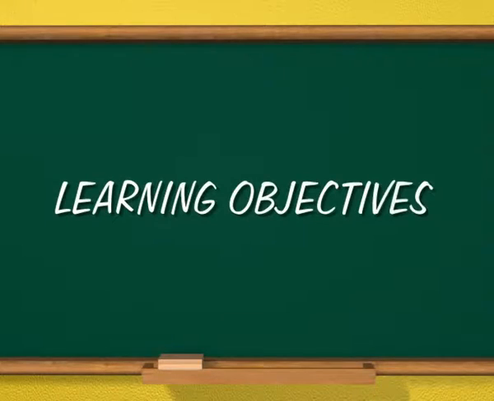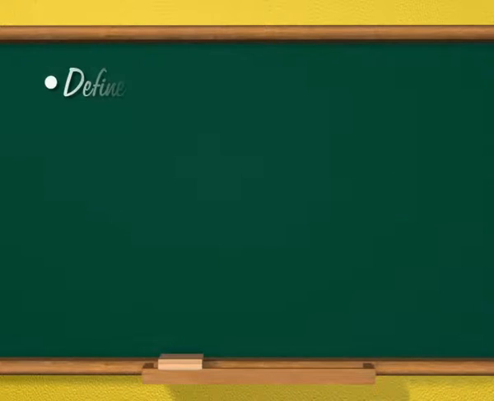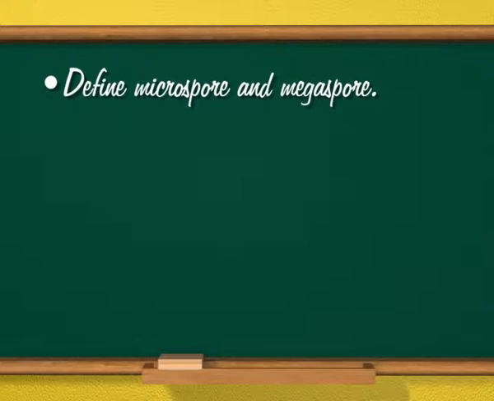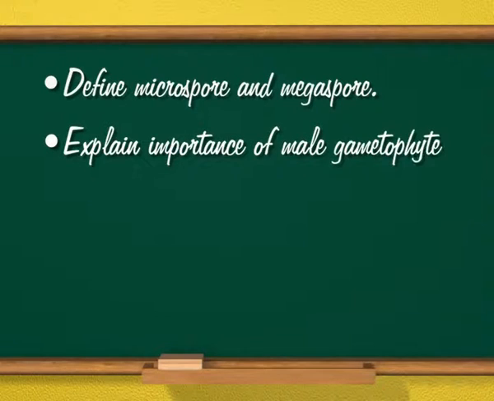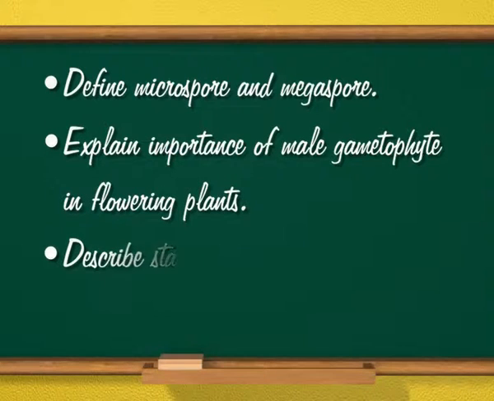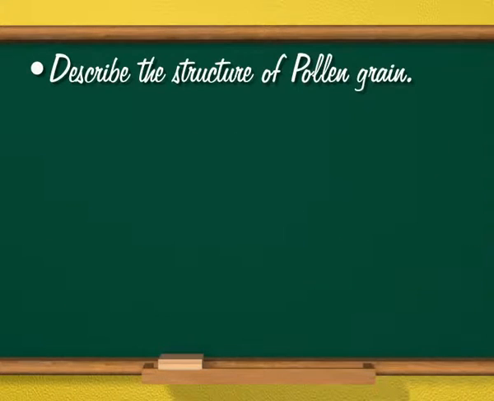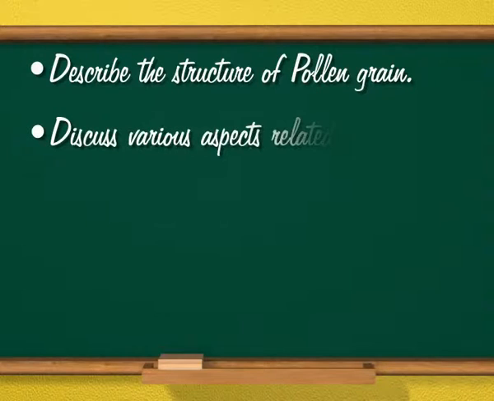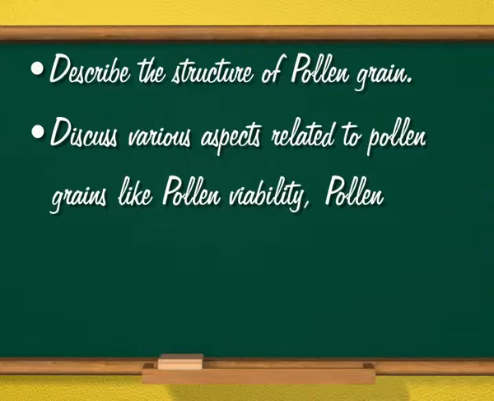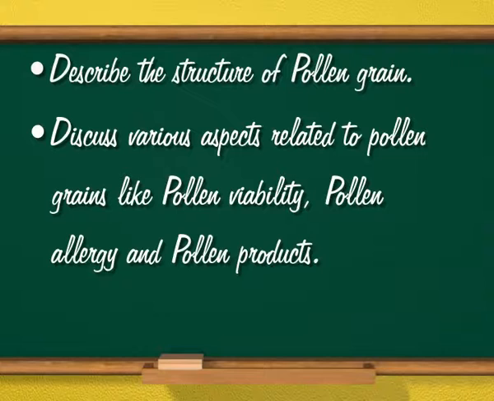On completion of this topic, learners will be able to define microspore and megaspore, explain the importance of the male gametophyte in flowering plants, describe stages of development of pollen grains, describe the structure of a pollen grain, and discuss various aspects related to pollen grains like pollen viability, pollen allergy, and pollen products.